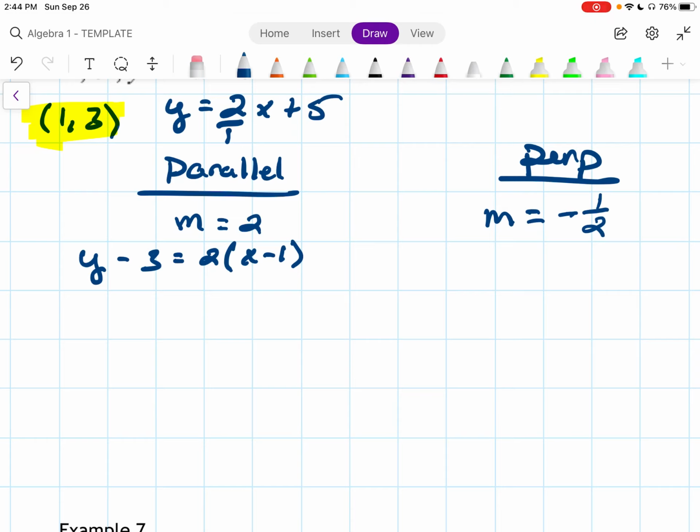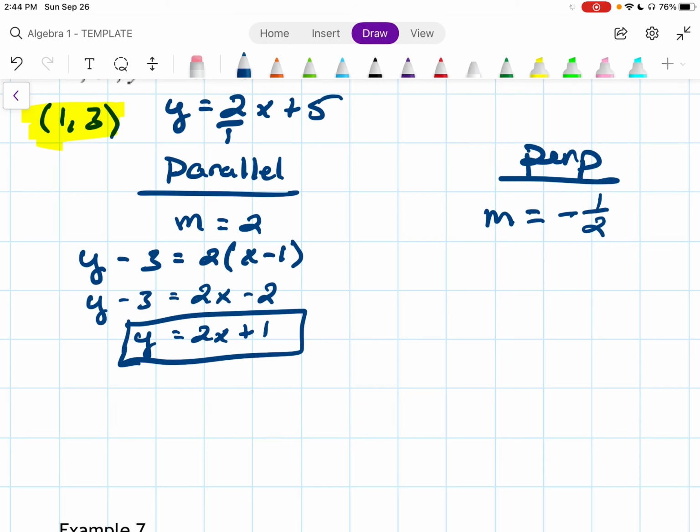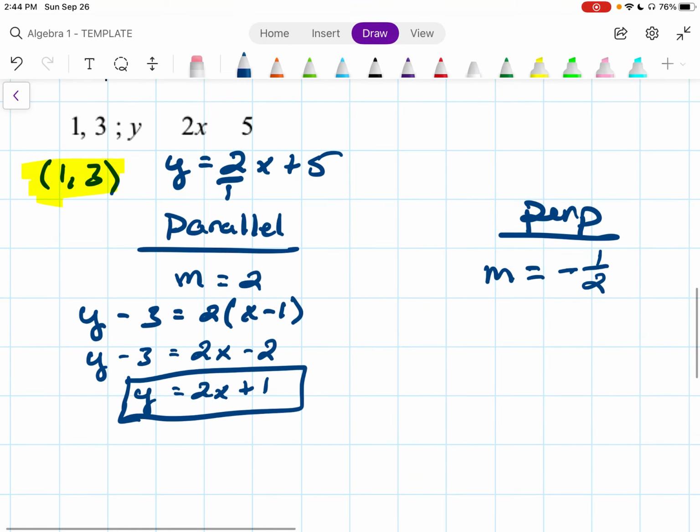Now this is point-slope form. I want to put it into slope-intercept form. That's going to be y minus 3 equals, distributing my 2, 2x minus 2, and then adding my 3 over, y equals 2x plus 1. So there we are. That is the line that is parallel to the other one that goes through the point (1, 3).